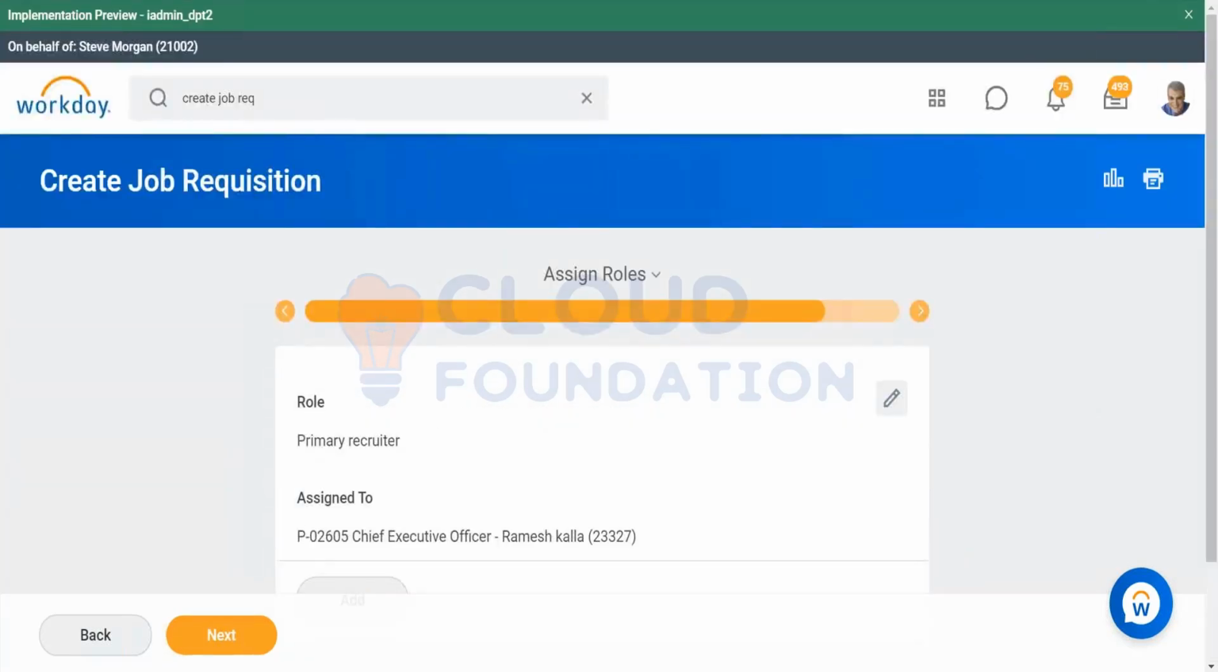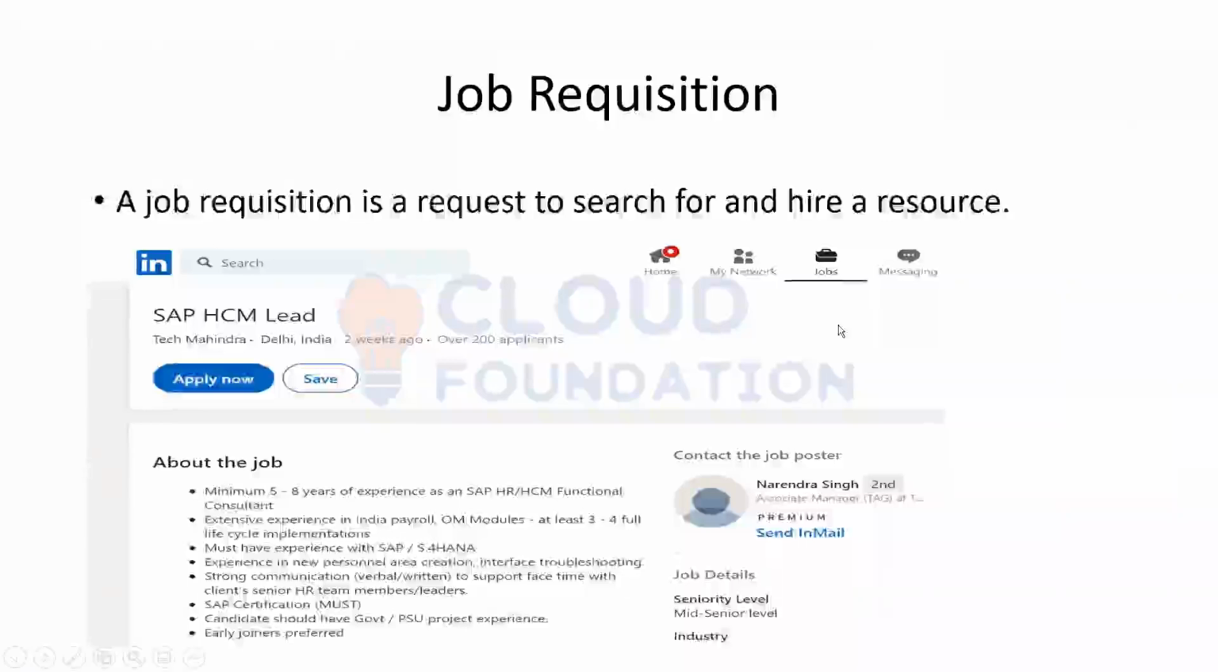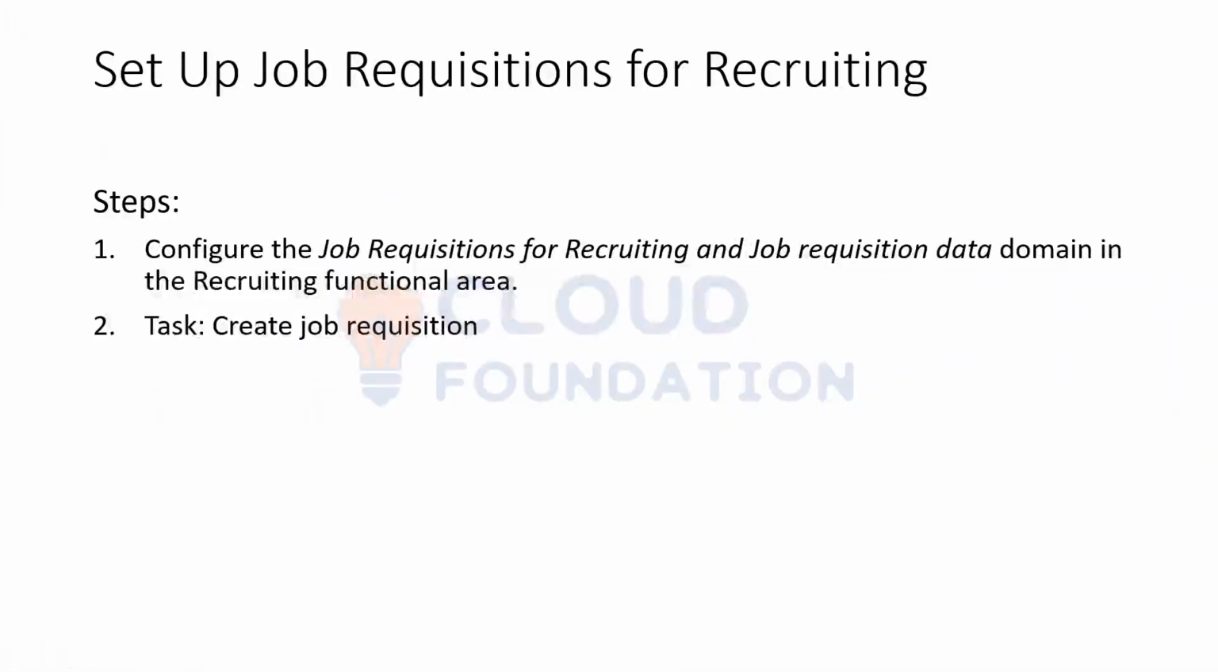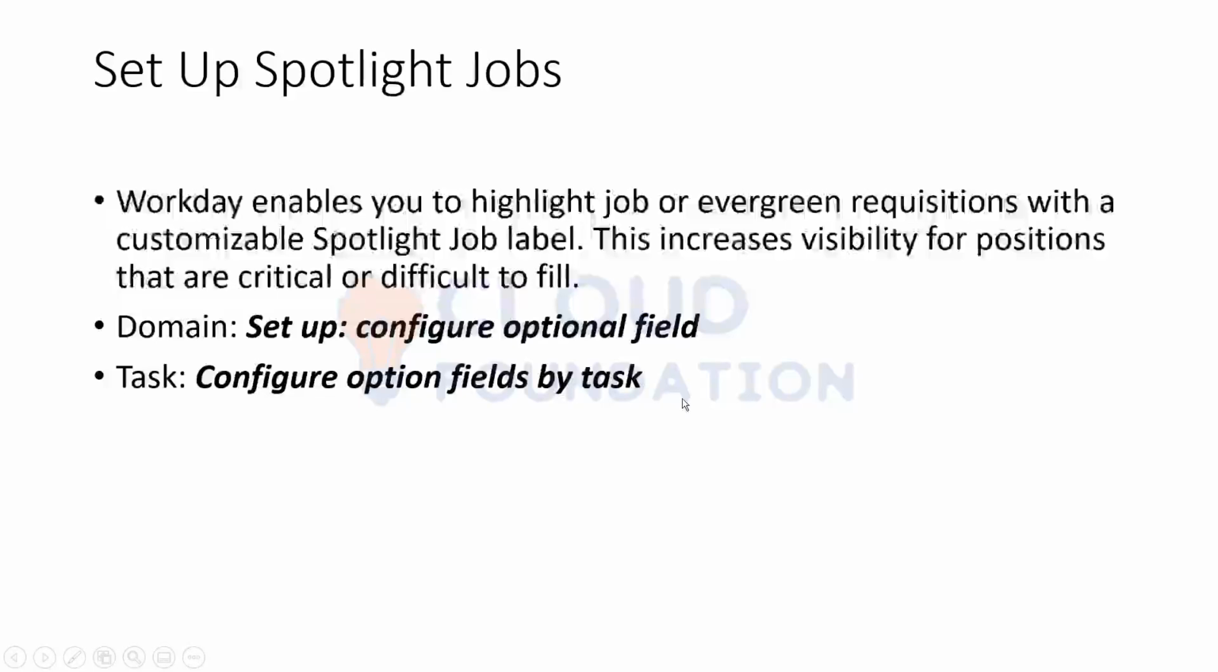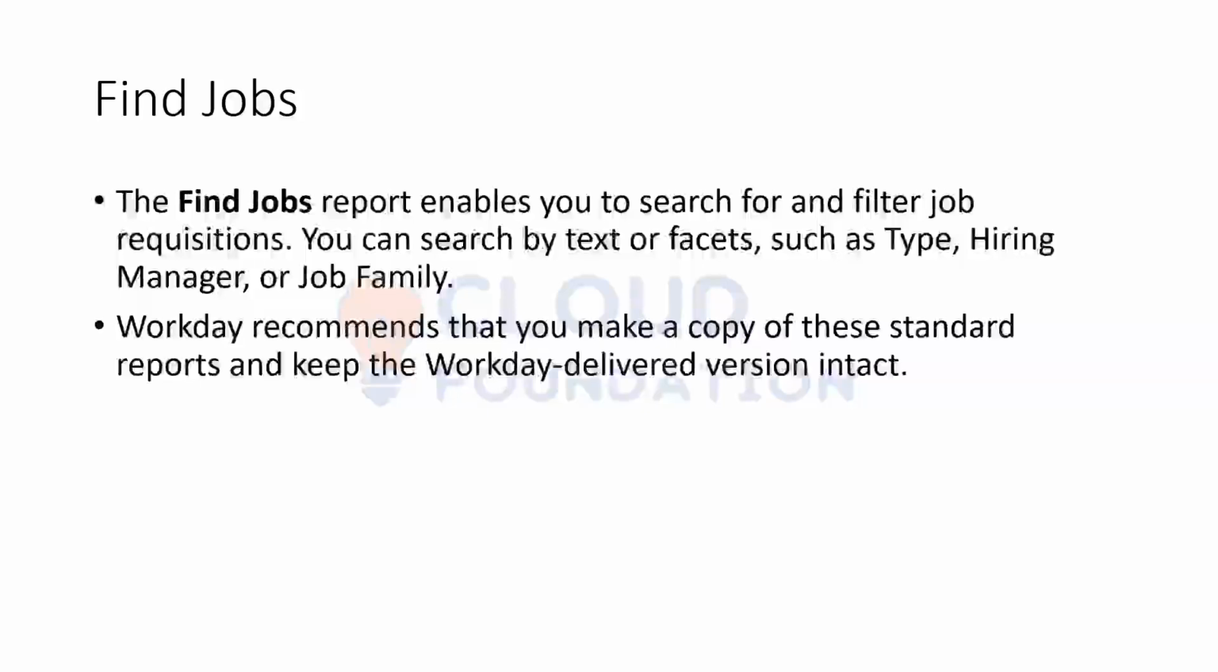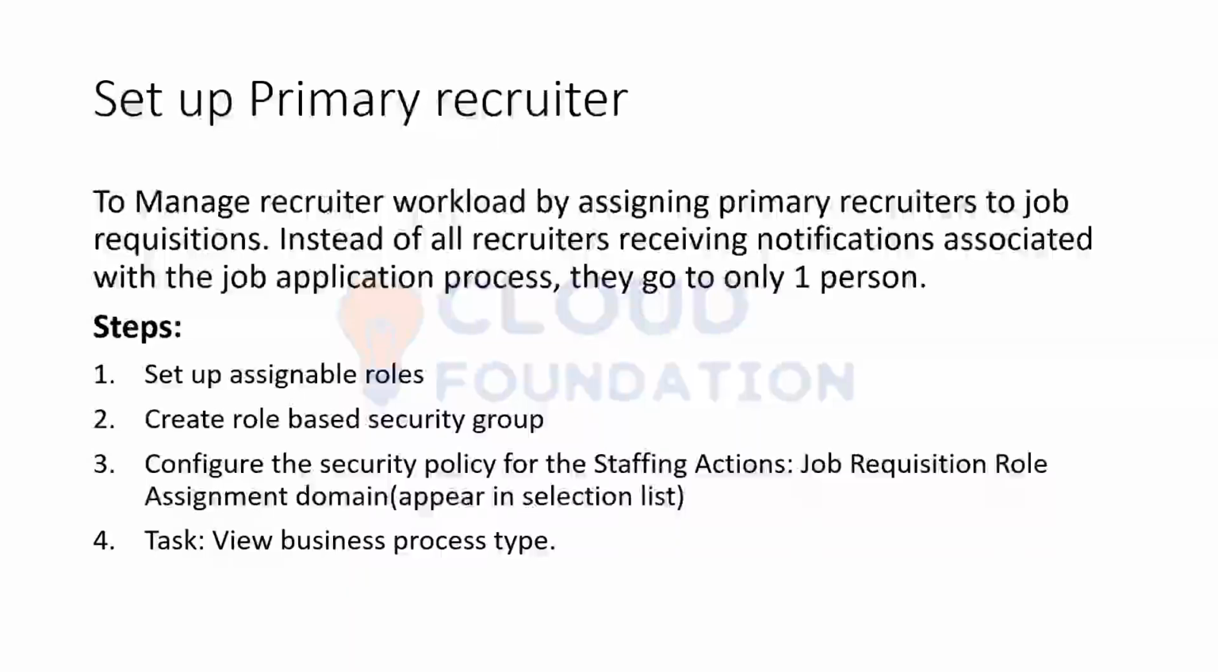Now let's quickly go to the slides and see. So set up job requisition: we have to give the access of implementer on these accounts. Set up spotlight job: we added the option to make it visible to the security group. Then find job report, we saw where a lot of filters were there. We added spotlight filter.